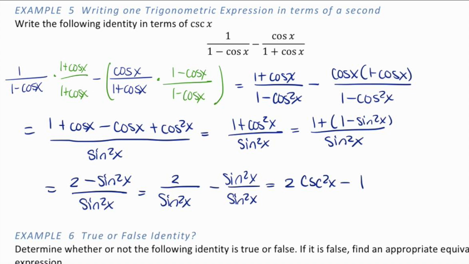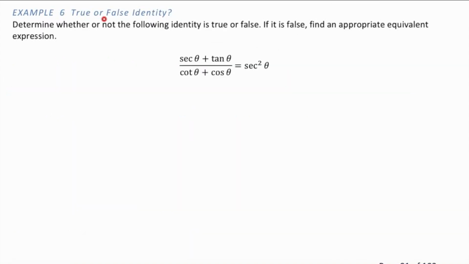Let's look at the last example for today. True or false identity. Determine whether or not the following identity is true or false. If it is false, find an appropriate equivalent expression. So here I'm going to start with the left-hand side because the right-hand side only gives us a secant squared to work with. So I have secant of theta plus tangent of theta divided by cotangent theta plus cosine of theta.